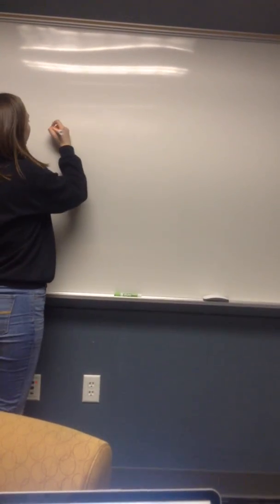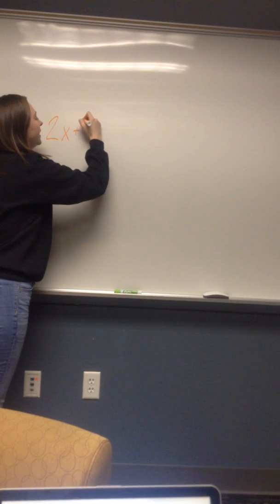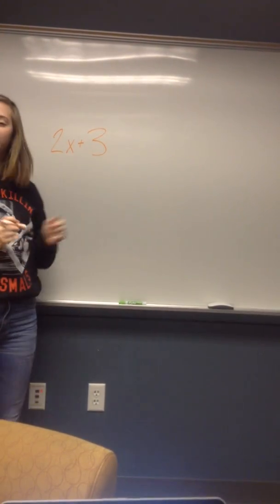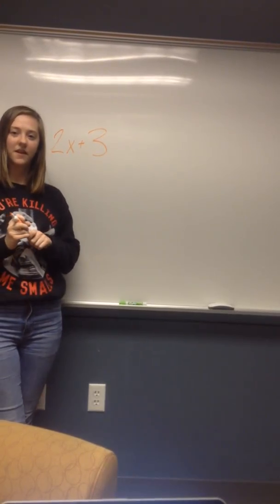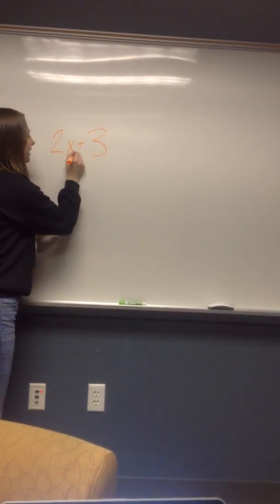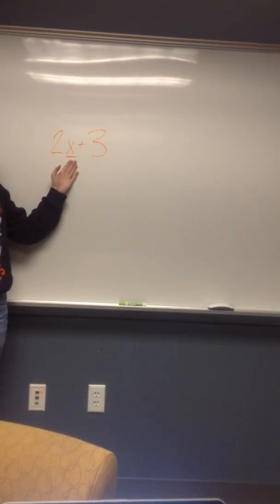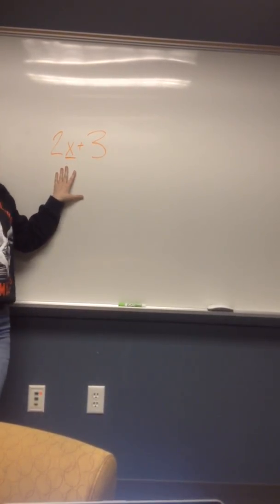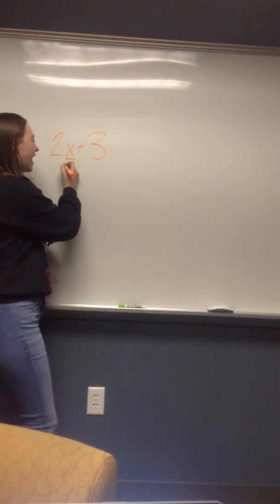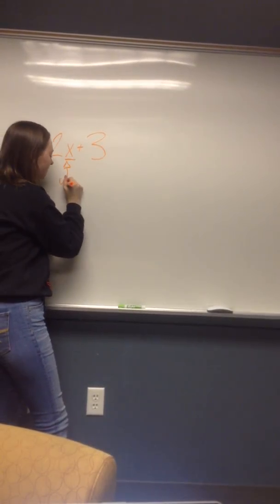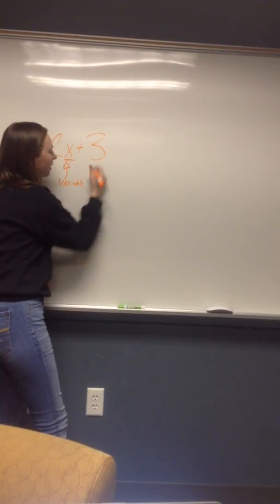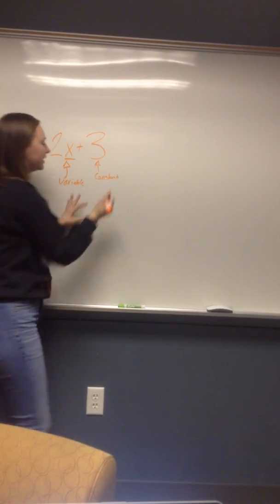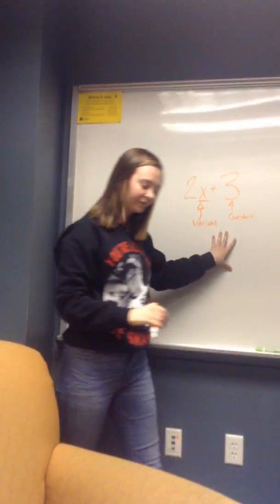2x plus 3. Perfect. Now do you understand why that is a polynomial? It's got that x there. Yes, it has that x. So this is what we call a variable. So by two algebraic terms, we have a variable and we also have a constant. And that's what we consider two algebraic terms.